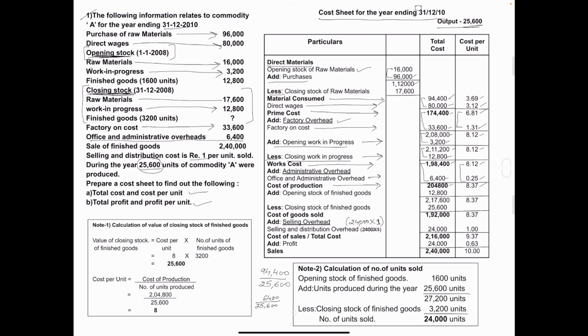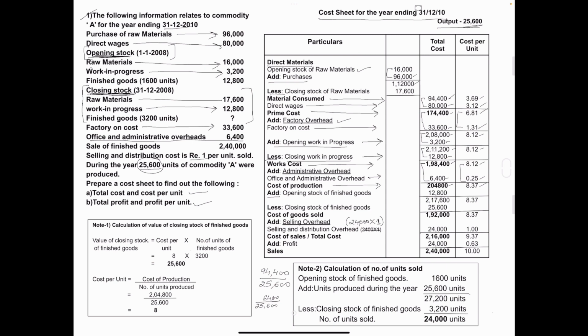After taking the administrative overhead, we have to add opening stock of finished goods, and we have to less closing stock of finished goods. Same as work in progress. Opening we have to add and closing we have to less.